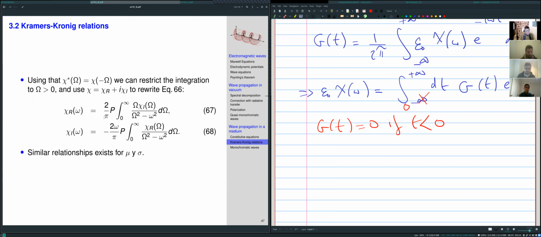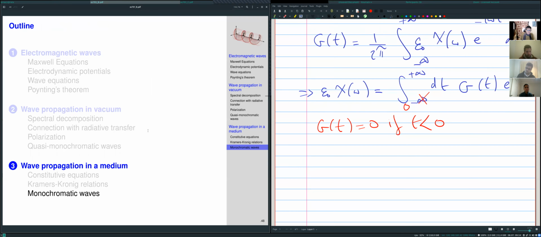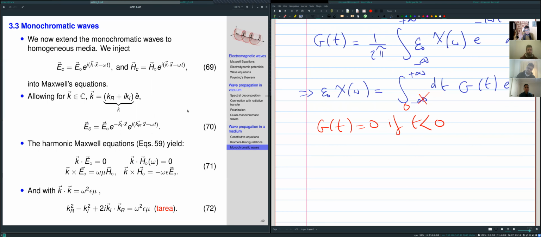So this p symbol here is principal value, and it is a limit on each side of the singularity we have in the denominator here. But the point is that the real part of the susceptibility is connected to its imaginary part, and vice versa. Okay, and we have similar relationships for mu and sigma. So now back to the more standard. This is all standard. Back to the easier to use part of this topic.